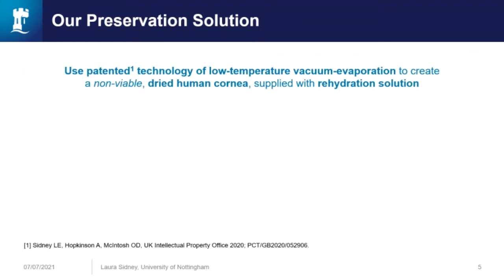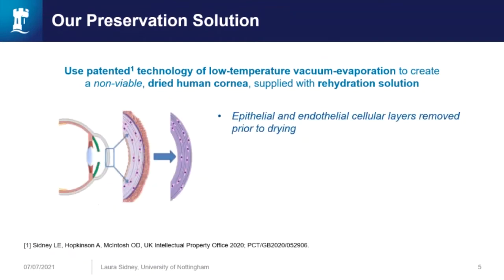We've been working a little while on a technology called low temperature vacuum evaporation. What this produces is a dry preserved human cornea that is non-viable. To do this, and that's the cross-section of the cornea, we remove the epithelial and the endothelial cellular layers, the outermost and the innermost.